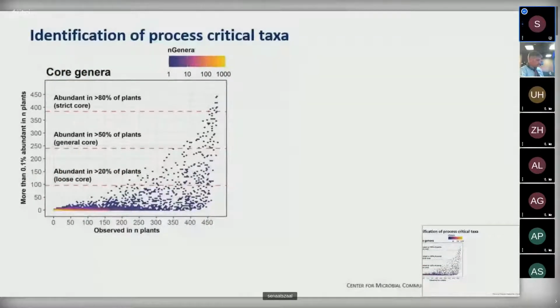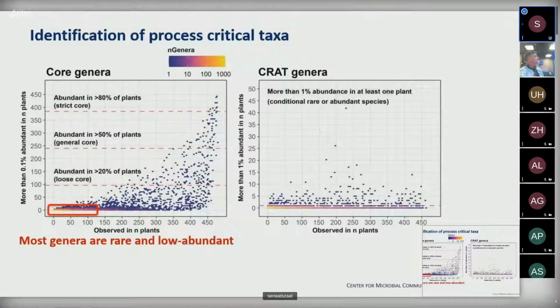The plot here shows you the different genera on the x-axis in how many plants they were observed, and on the y-axis in how many plants they were more than 0.1% abundant. And what is really striking here to me is that most of the genera are rare and in very low abundance. You can see that the color scale here is logarithmic, and that actually most of the genera are observed in very few plants and never really abundant. So the core genera actually make up a very small number. And the same is the case when we look into these conditional rare and abundant taxa. It's actually very few of the taxa which occur at more than 1% abundance.